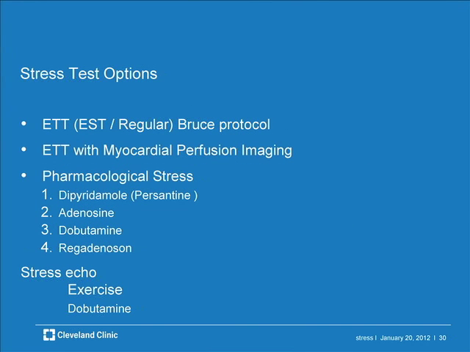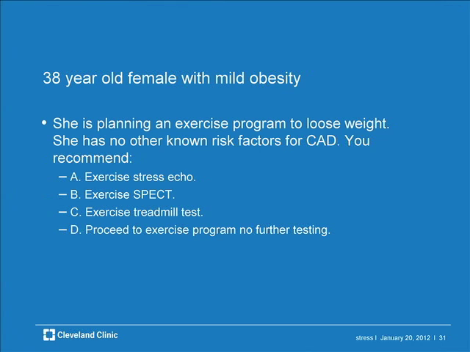So these are all the modalities we have, and you have to choose from them when you're faced with a patient presenting to your office. Let's start with the first case, a 38-year-old female with mild obesity. As is probably planned by the Cleveland Clinic now, we refer these patients, we probably force them into an exercise program so they can save on their insurance payment. So she comes here, she wants to lose weight. She has no other known risk factors for CAD, and this is what you recommend: exercise stress echo, exercise SPECT, treadmill stress test, or proceed to exercise program with no further testing.